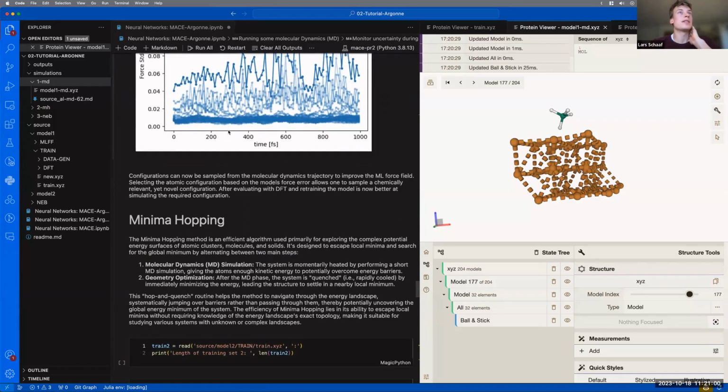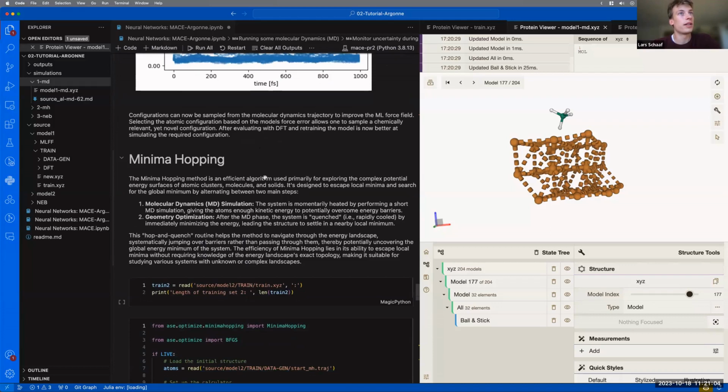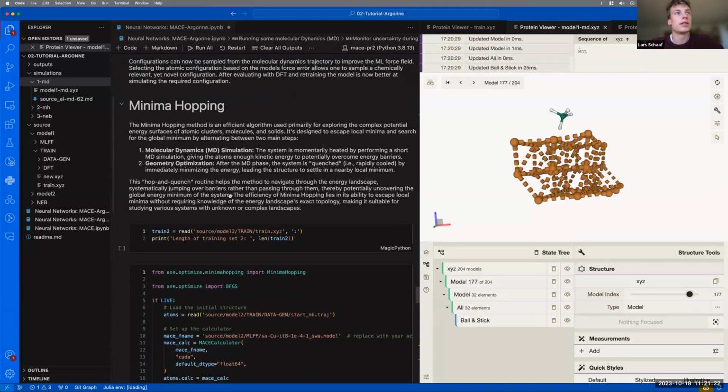Now if we do this kind of active learning a few times, we get a very accurate machine learned force field that can get accurate energies. And one thing that we can do now is this minima hopping. So trying to sample the adsorbate configurations on top of the surface by alternating molecular dynamics and geometry optimization. This allows us to find minima that we previously might have missed with a single DFT geometry optimization.